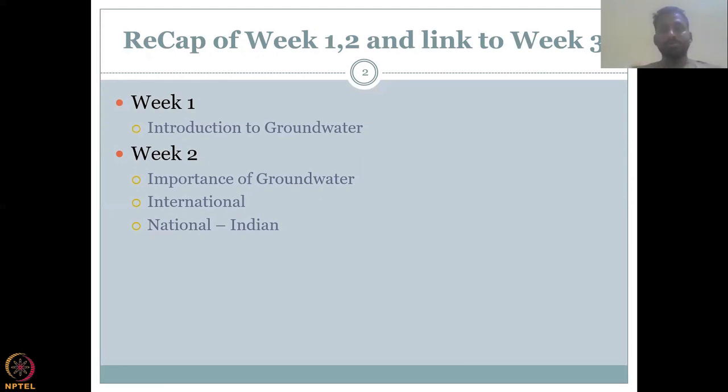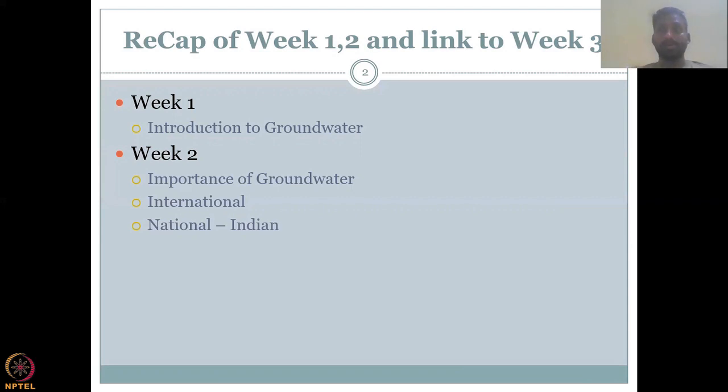Then by the end of week 2, we also moved towards the national scale, the Indian scale. And we understood that there are a lot of issues in groundwater because in many places, groundwater is unsustainably used. The level of depletion is not sustainable for long-term groundwater use. And India is the leading groundwater extractor in the world.